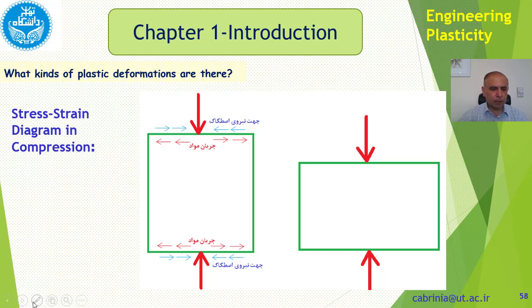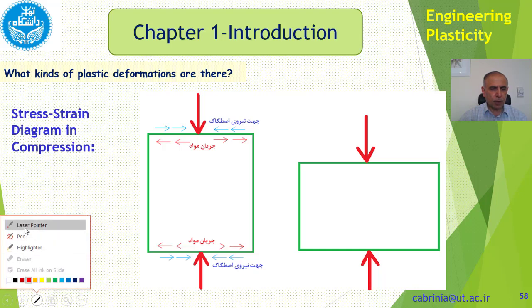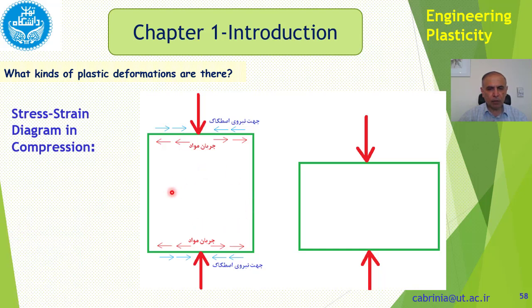Okay, if you look at a simple compression test of a cylindrical specimen, supposing this is a cylindrical specimen, and we are compressing in that direction, that is the initial position and that is the final position. Okay, as we compress the cylinder, the diameter of the cylinder increases and its cross-sectional area increases. What happens to the material flow?